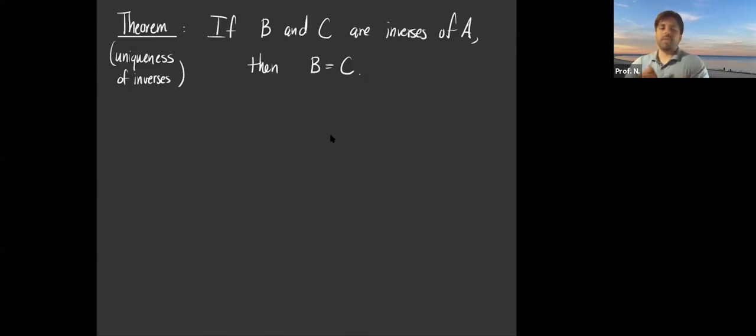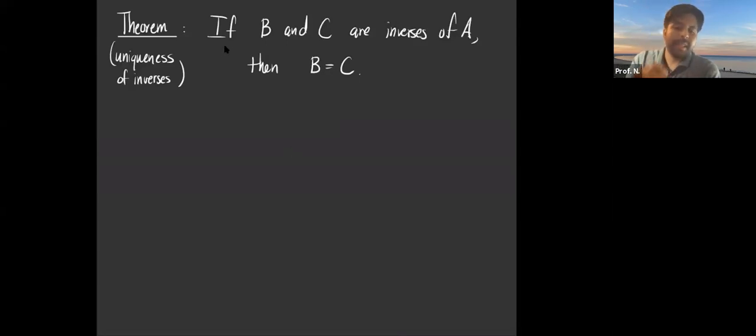Anybody, what is it? Remember we talked about this in the first or second lecture. What does it mean to be unique? Nothing is like it, which means that there's only one of them. So when we talk about the uniqueness of inverses, we're saying that when you have an inverse, there's only one. There's not multiple. That's what it means. Now, we can prove this.